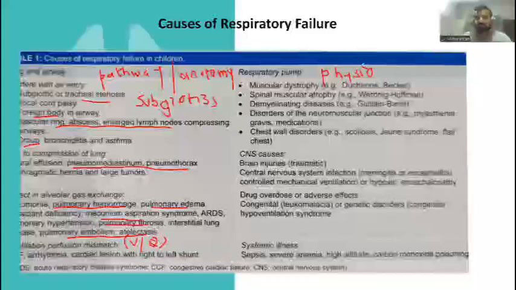In respiratory pump abnormality, we have diseases like Duchenne's and Becker's muscular dystrophy. Werdnig-Hoffmann is the other name of SMA1, and SMA1 is infantile in onset and occurs early compared to type 2 and type 3. In demyelinating disease, Guillain-Barré, we know it has ascending paralysis, and the respiratory failure is correlated with the biceps jerk deep tendon reflex, which has the same innervation as the diaphragm.